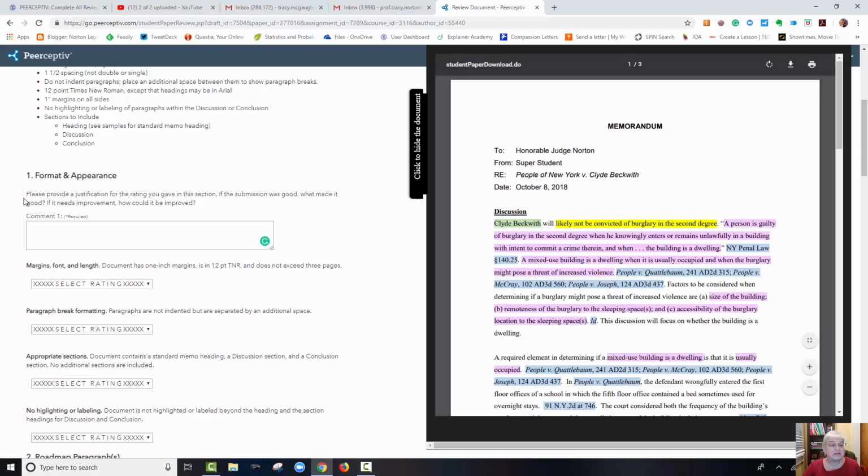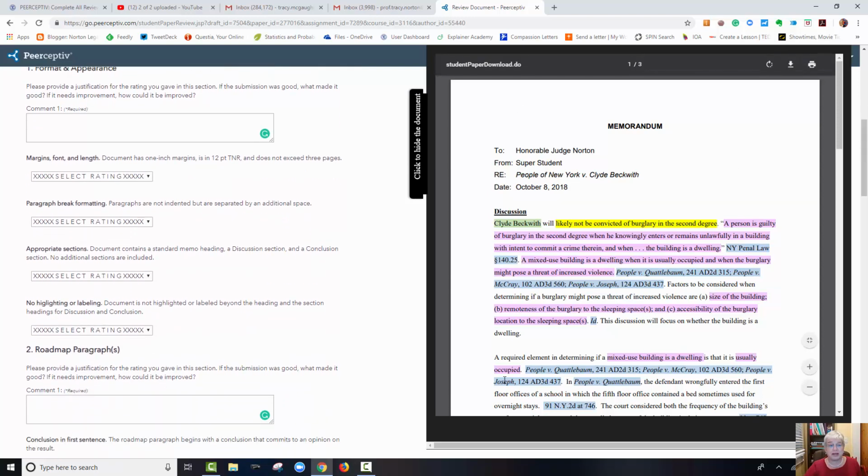So the first section is format and appearance. It says that we're first going to look at margins, font, and length. So my recommendation when you're looking at these documents is do the ratings first and then come back and comment on anything that's not a 7. And even a 7, you want to comment on what you learned from looking at the document.